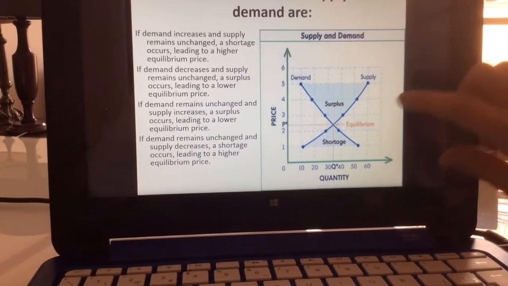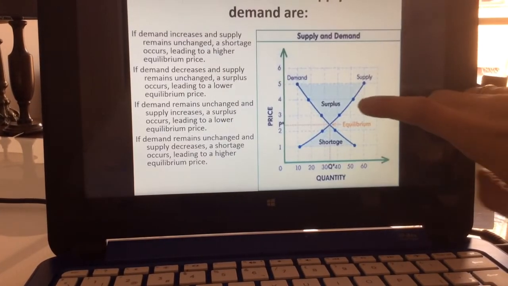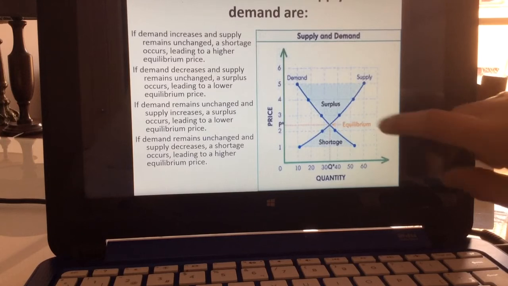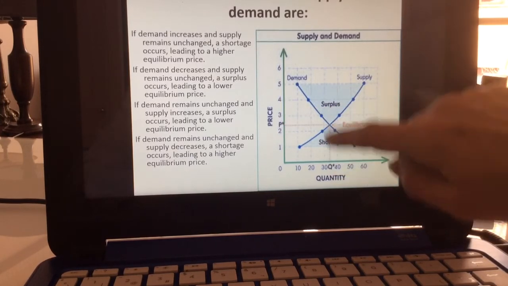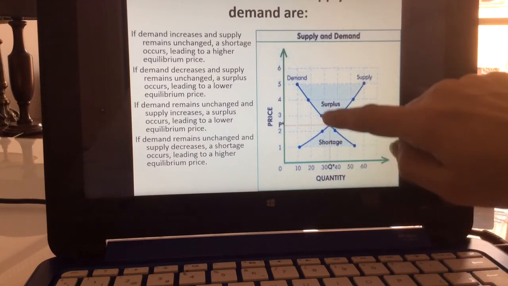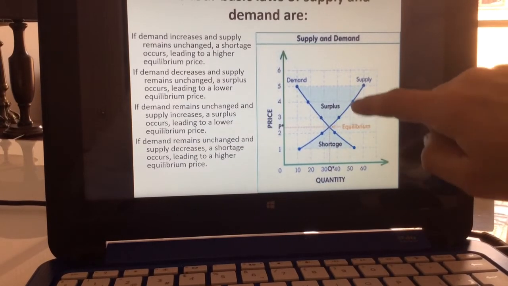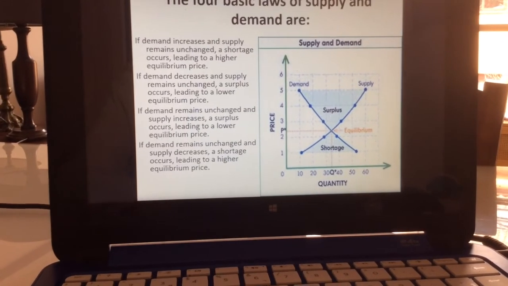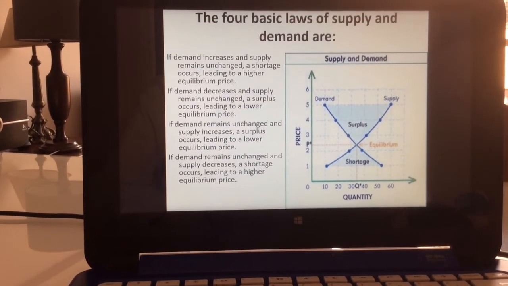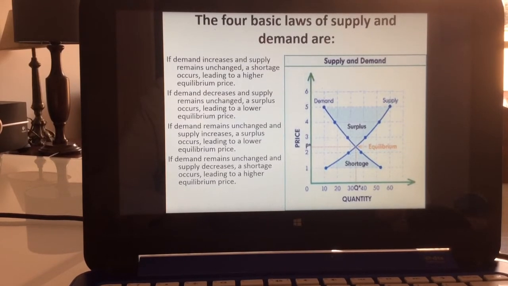So what do I have to do? I have to bring the price down, right? And as I bring the price down, right, if I bring it down to 3, I'll sell quite a bit more, right? I'll get to about 30, but I still have some surplus. So I have to bring it down even more and eventually get to this magical equilibrium point, right? Where you sell all that you have for the maximum price that you could have sold it at, right?